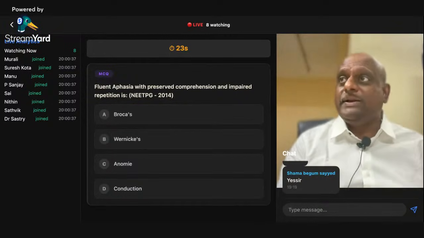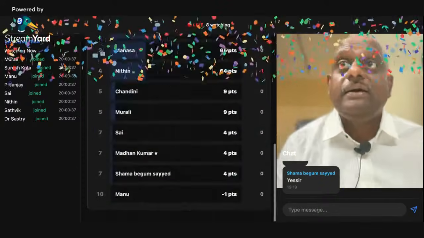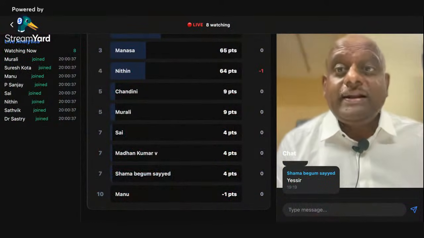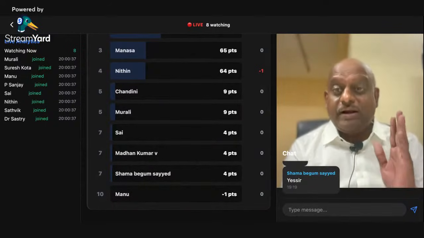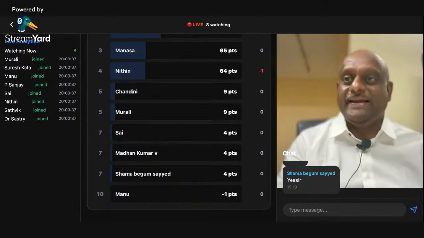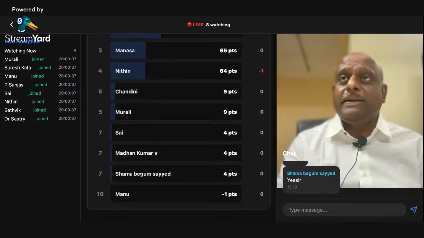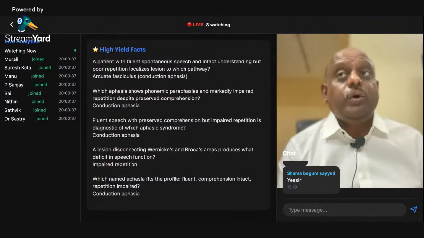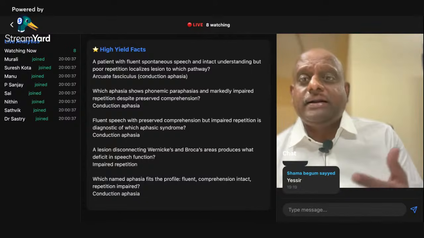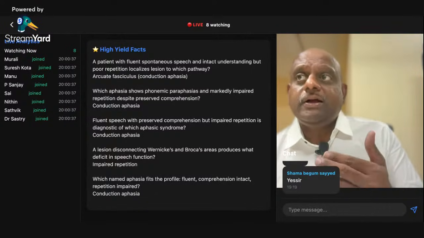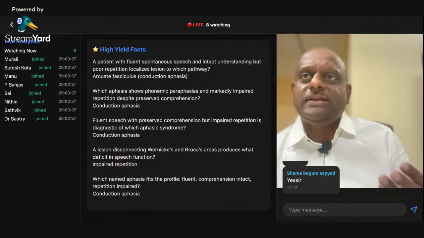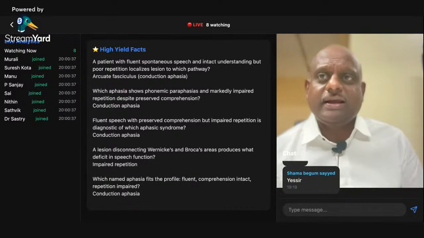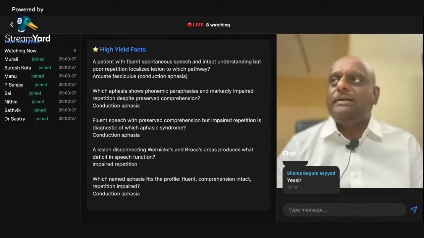Favorite question of the examiner. So where do we see that? This already came many times. Fluent aphasia means Wernicke's aphasia. Yeah, good. You need to keep on punching very fast answers. So a patient with fluent spontaneous speech, intact understanding, but poor repetition, localizing the lesions to arcuate fasciculus lesions, is conduction aphasia, right?